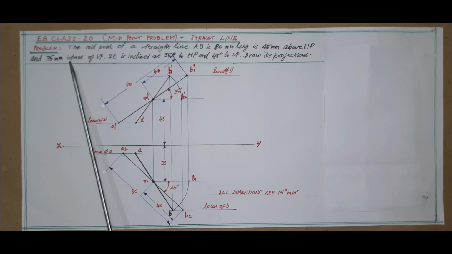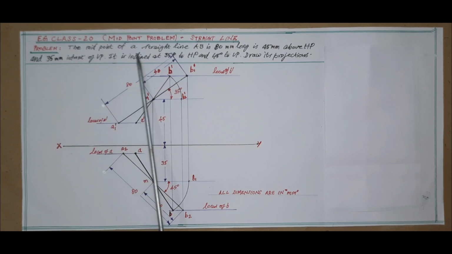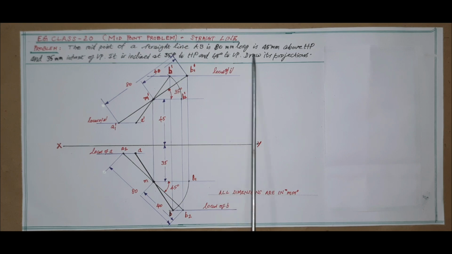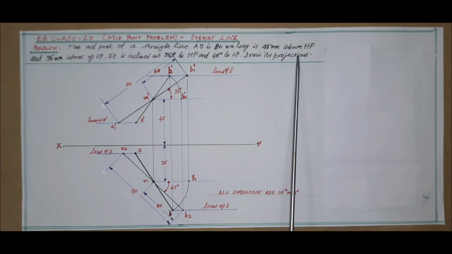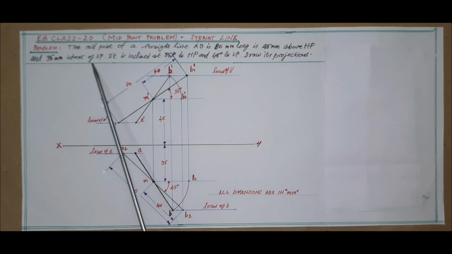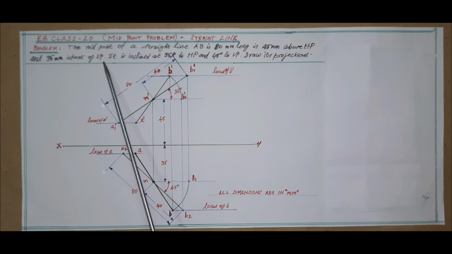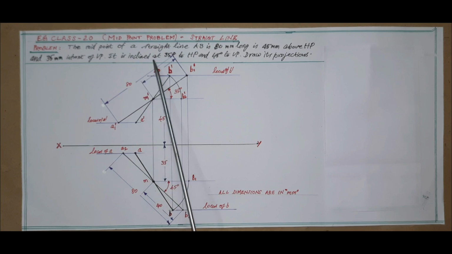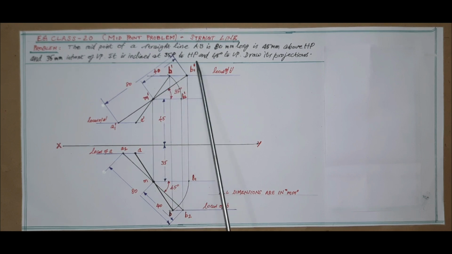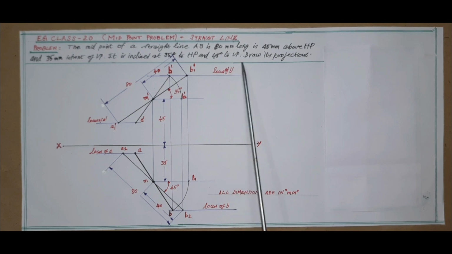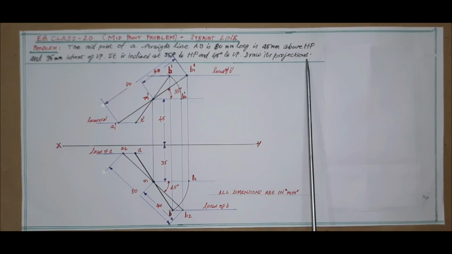Problem, let me read it. The midpoint of a straight line AB, 80 millimeter long, is 45 millimeter above HP and 35 millimeter in front of VP, that is vertical plane. Here it is horizontal plane. It is inclined at 35 degree to horizontal plane and 45 degree to vertical plane. Draw its projections. This is the problem given.